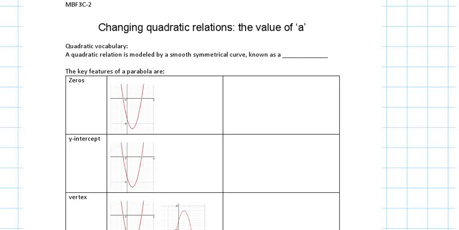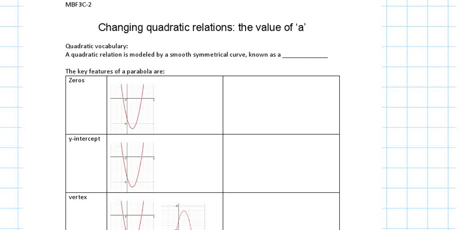Okay, so today we're going to talk about quadratic functions. We're going to talk about key features of quadratic functions. And then we're going to look at the parent function of quadratic. And if we have time, which I'm hoping that we do, we're going to look at change in the quadratic relation if I have a value of a.